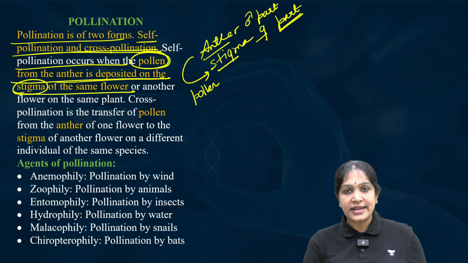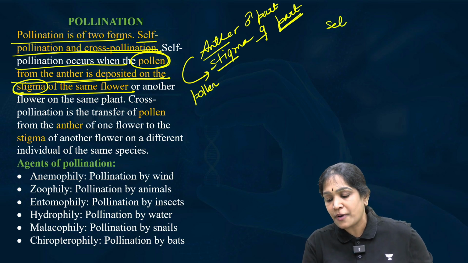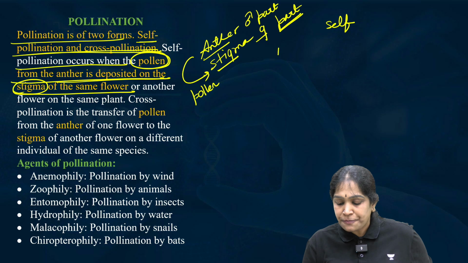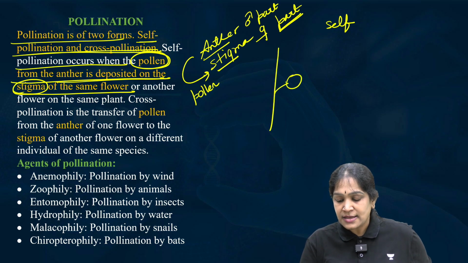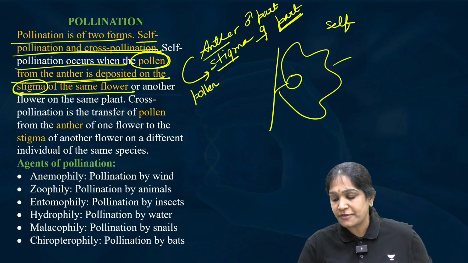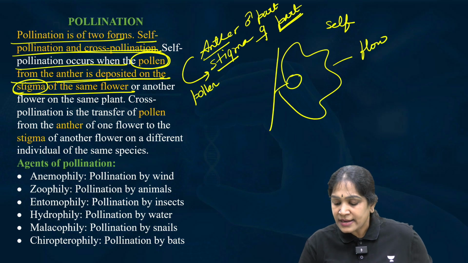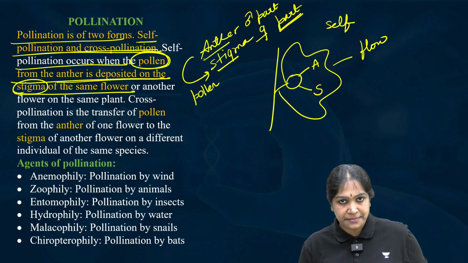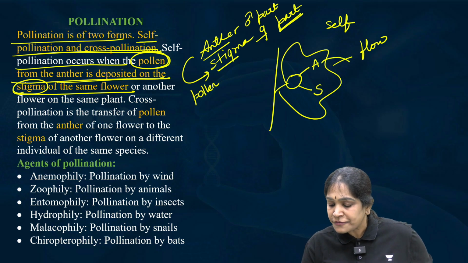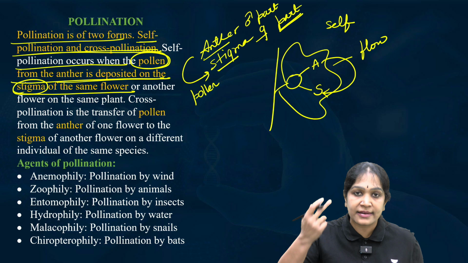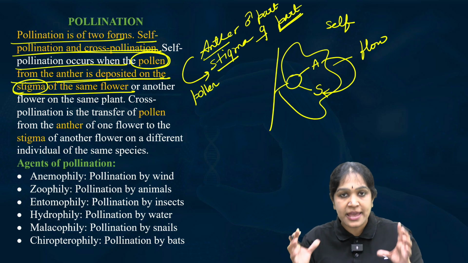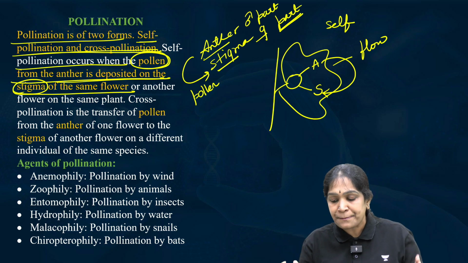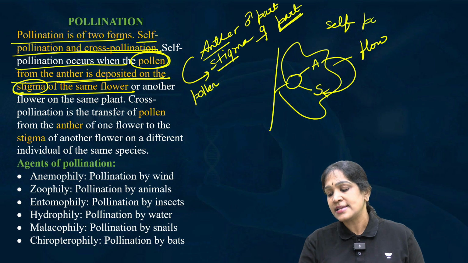Now, this pollination is of two types. First, self-pollination. In self-pollination, a single plant will have a flower. Here itself you have the anther, and in the same flower you have the stigma. So the transfer of the pollen grain from the anther to the stigma of the same flower or the same plant is called self-pollination.